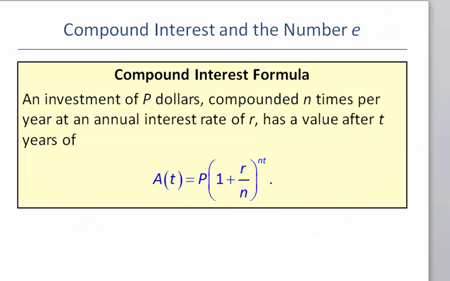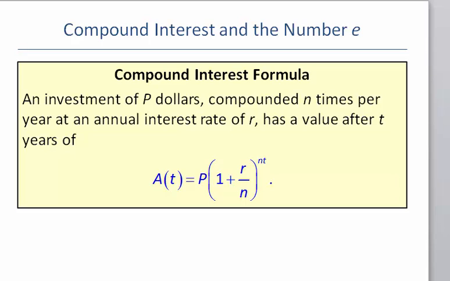Another application for exponential growth or decay is that of compound interest. So let's look at one example of that. First, a definition and a formula. The compound interest formula: an investment of P dollars compounded N times per year at an annual interest rate of R has a value after T years of, and the formula is A sub N is equal to P times 1 plus R over N raised to the NT.